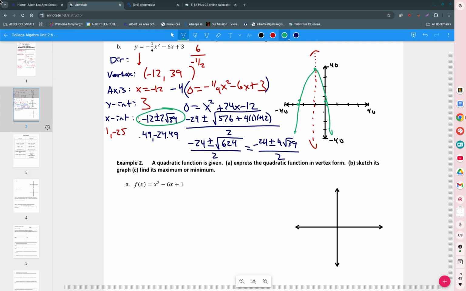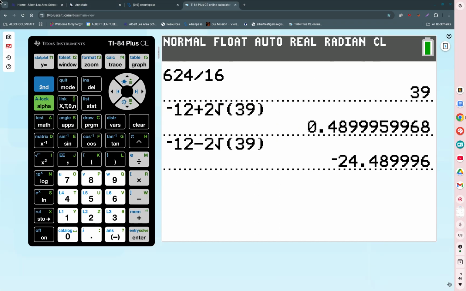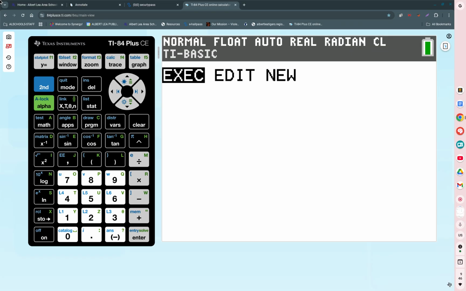Yeah. So you're going to go, on your calculator, you're going to hit program, and then it's going to say quad form, and press enter on quad form. And then you're going to press enter again to get the A to pop up, and then just enter your values. You good now? Okay, good.